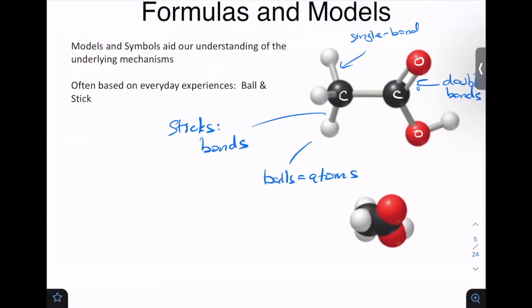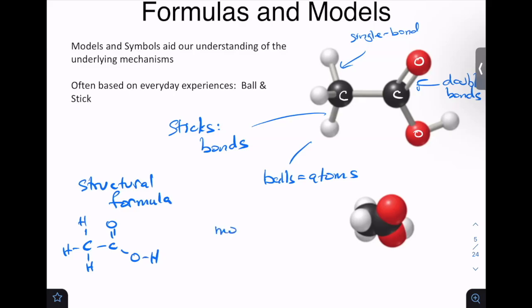We're going to be learning about other ways to represent what these molecules are. This is a ball and stick model. If I were to write the structural formula for this, I might draw it out like this. Again, it's using another model. This is very similar. I might draw it this way. You're going to need to know how to interpret that. Or we might write it as a molecular formula.